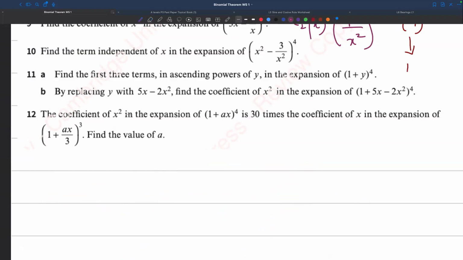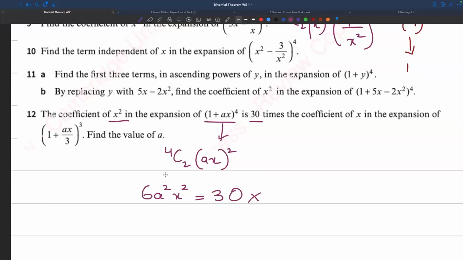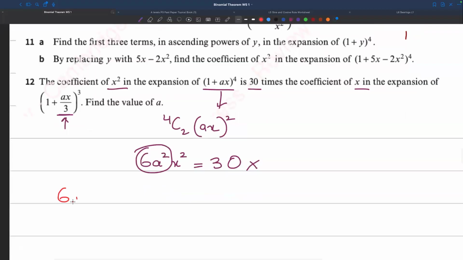Look, the coefficient of x square in the expansion of this is, first of all, how will I find the x square wala? What will I do? NC2. 4C2. 1 will remain as it is, b to the power of 2. Okay, so this will become 6a square x square. It is 30 times the coefficient of x. Okay, so the coefficient of x square, you write 6a square.